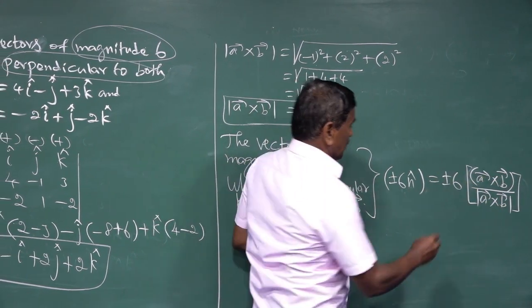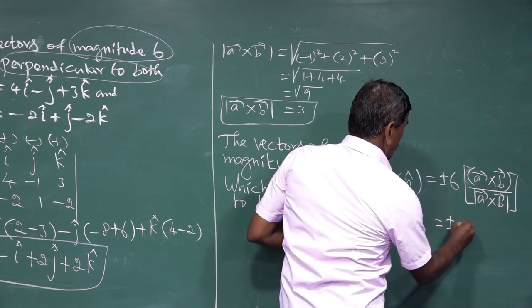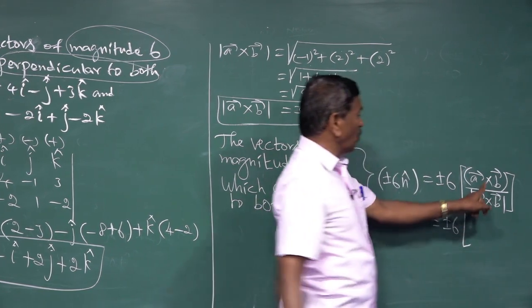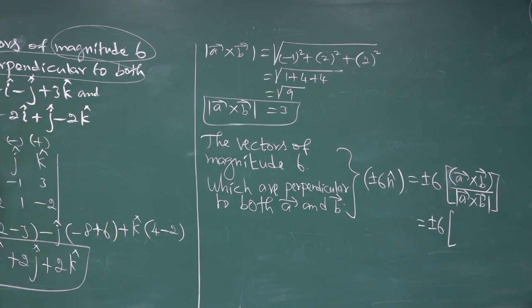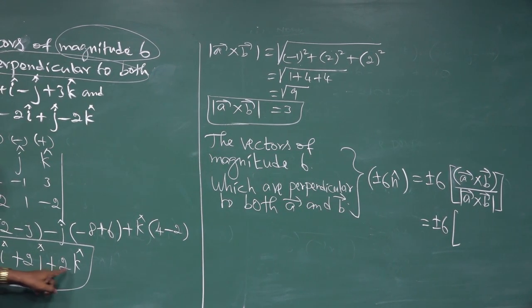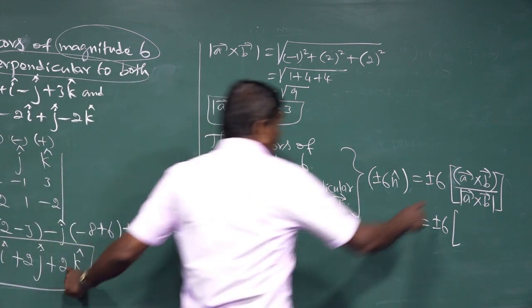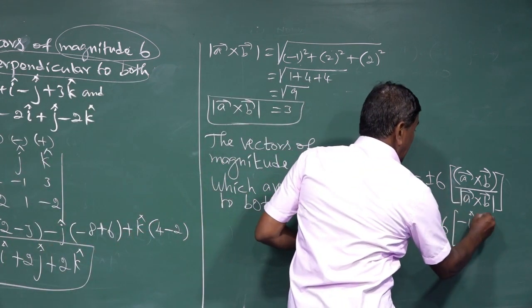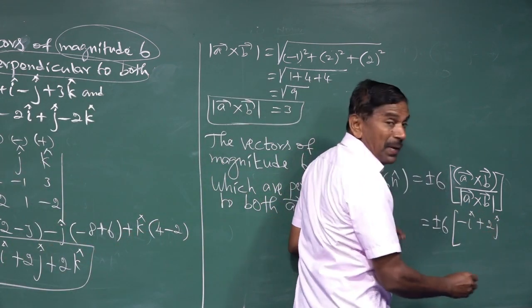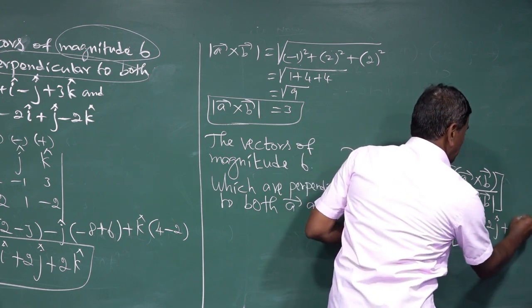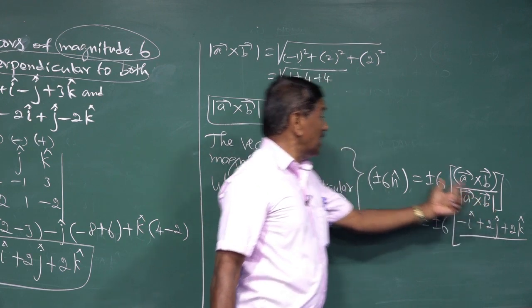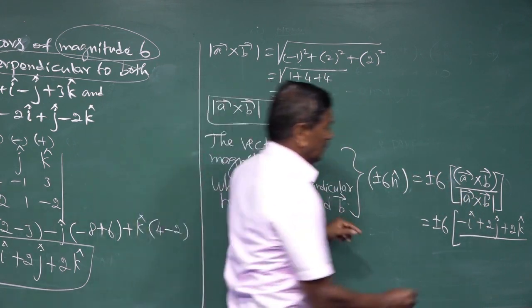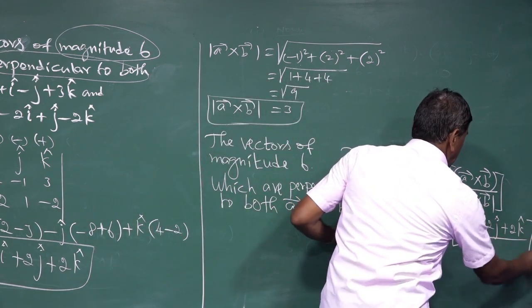Now just a substitution, which is equal to plus or minus 6 into. What is A cross B? A cross B equal to minus I cap plus 2j cap plus 2k cap, divided by modulus A cross B. What is modulus A cross B? Which is equal to 3. Complete the bracket.